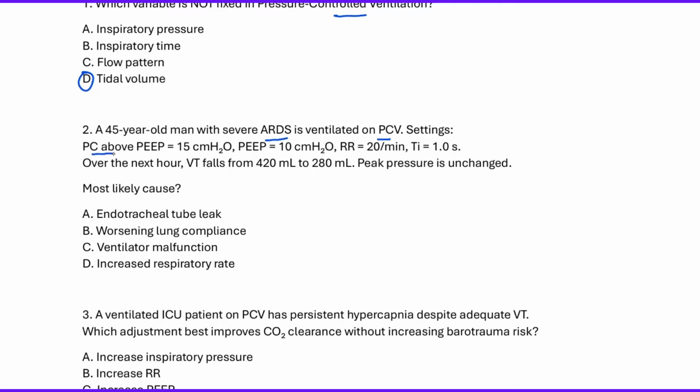Setting, so we have our pressure controlled above the PEEP as 15 and the PEEP is 10 and respiratory rate is 20. We have our I time as 1 second. Over the next hours, the tidal volume falls from 420 to 280 and the peak pressure is unchanged. What's the most likely cause?